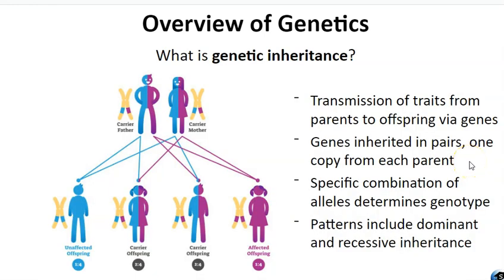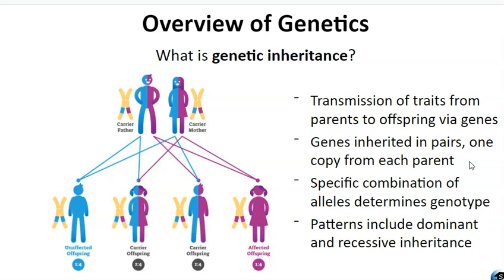So the key factor of the study of genetics is inheritance. Inheritance is the process by which genetic information is passed from the parent to the offspring. It involves the transmission of traits through passing of genes. The genes are inherited in pairs, with one copy inherited from each parent, and then the specific combination of alleles that you get from your parents determine your genotype. Genetic inheritance can follow different patterns, including dominant and recessive inheritance.